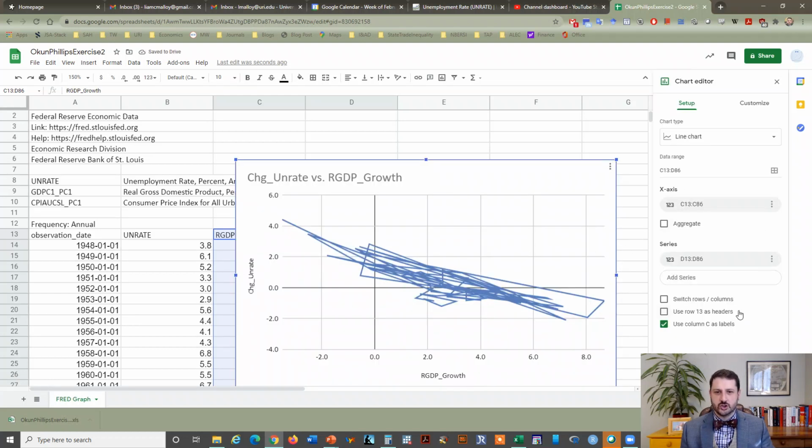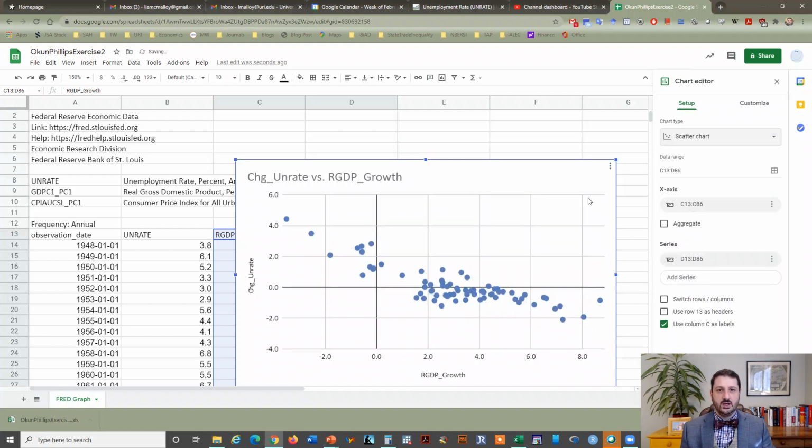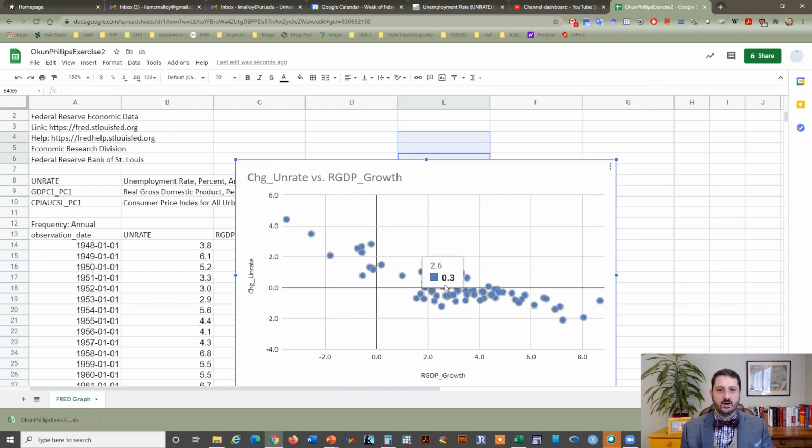This is not actually the chart that we want, although it's kind of interesting. We need to go up to Chart Type here and choose Scatter Plot. So we go down, here's Scatter, there we go. All right, so now we've got our scatter plot, right? Google Sheets does kind of a better job because it labels the horizontal axis and the vertical axis automatically.